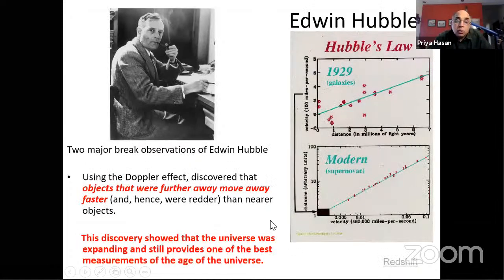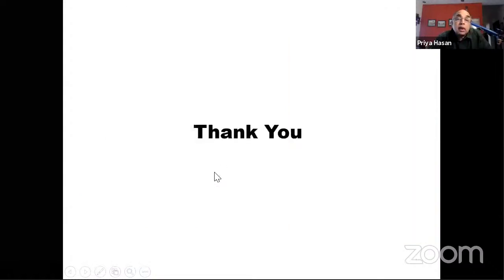The spectra was used to find that the universe is expanding. This is used to measure the velocity with which stars are going away from us or coming towards us. There are certain hypervelocity stars which we observe, which can be observed using spectroscopy. Okay, so with this, I will stop here, and thank you.